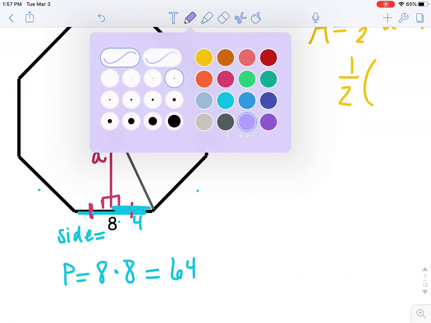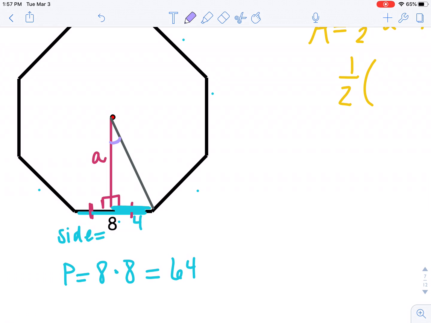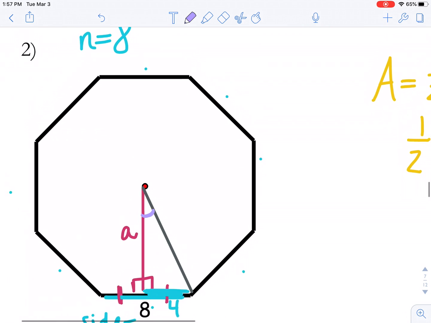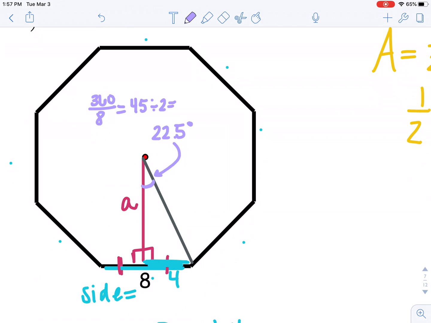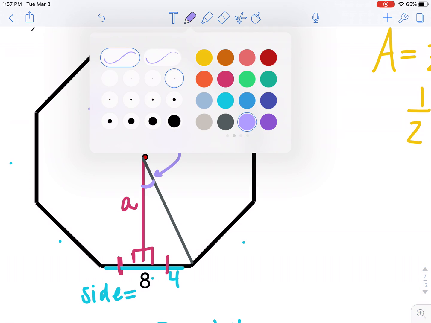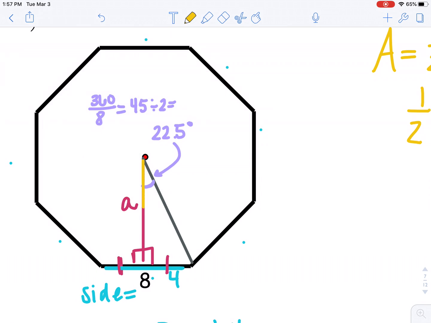And the last thing that I need is this top angle of that right triangle. Now remember, the top angle is half of the central angle. So the central angle is 360 divided by 8. 360 divided by 8 is 45. And then I'm just going to go ahead and divide that by 2, and I get that my top angle is 22.5 degrees. That's that top angle of my right triangle. Now I need that because I'm going to eventually have to use trig to solve for this right triangle.